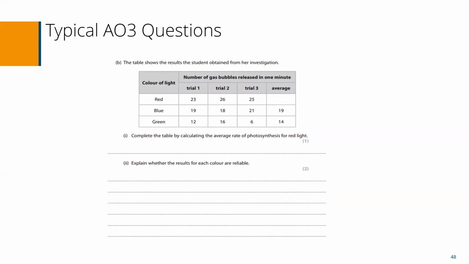Do I put it in the box? Complete the table. Yes, even though there's an answer line there, it says complete the table. So I'll put my answer in the box, and if I put it on the line, it won't matter. The teacher will still mark it because the line's there. And then I've got an explain question.